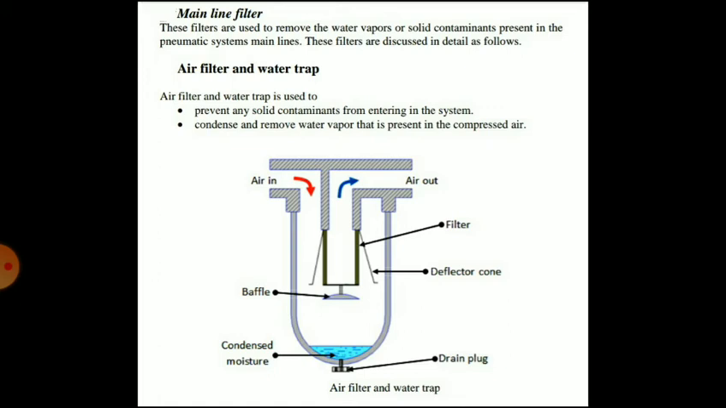So, the air filter or water trap. The filter and the water trap are used to prevent any solid contaminants from entering the system and to condense and remove water vapor that is present in the compressed air. So you can see the air filter and water trap shown in the diagram.